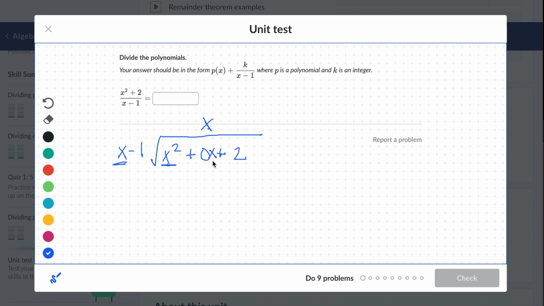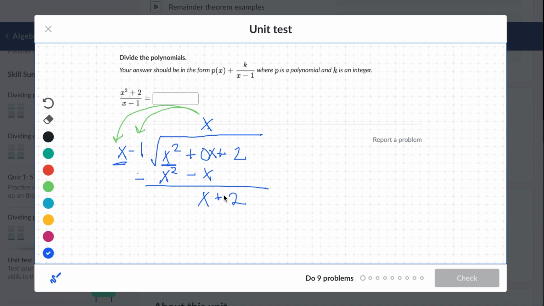And the next thing you want to do is multiply this term by the term on the outside. So you have to distribute: x times x is x squared. I'm going to put that here. And then x times -1 is negative x. Now we subtract these two. x squared minus x squared equals 0, which is exactly what we wanted. We wanted to cancel out the term. And then 0x minus negative x is positive x. Then we'll bring down the 2 because there's nothing there.